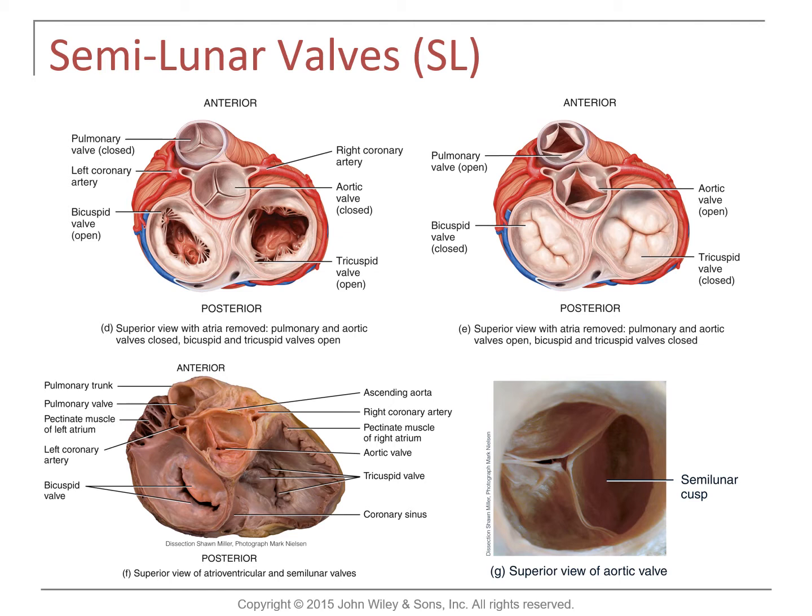On the right, in diagram E, we have a superior view of the heart with the atrium removed so that we can see these valves. Here, the atrioventricular valves are closed and the semilunar valves are open. So this represents the contraction or systole phase of the heart cycle. Also shown below in the cadaver views.